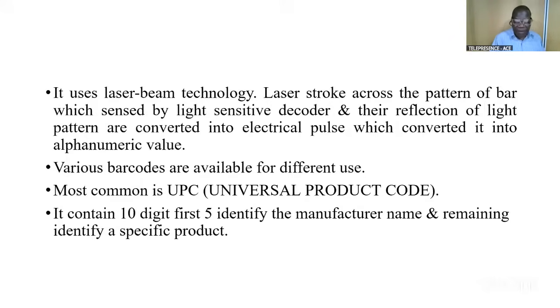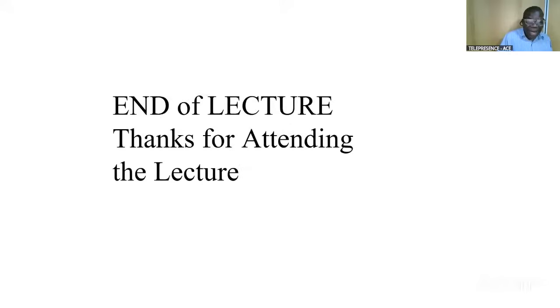Various barcodes are available for different uses. The most common is UPC, Universal Product Code. It contains 10 digits. The first 5 identify the manufacturer's name, and the remaining identify a specific product.